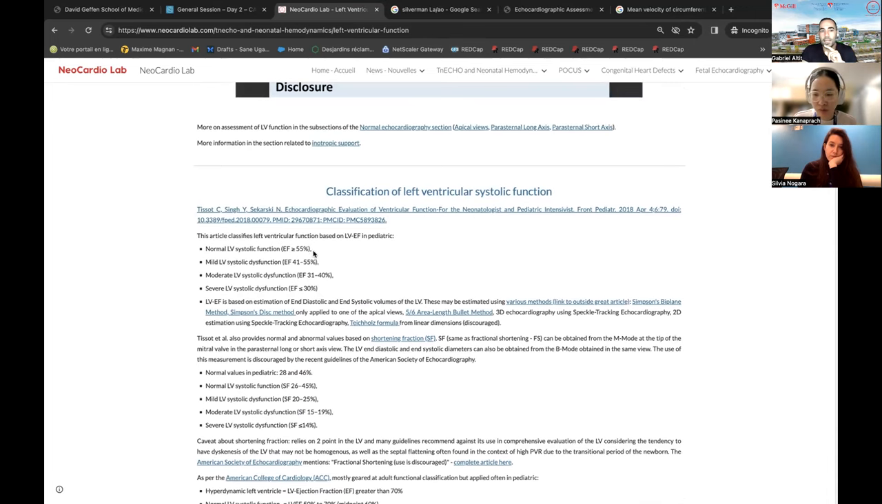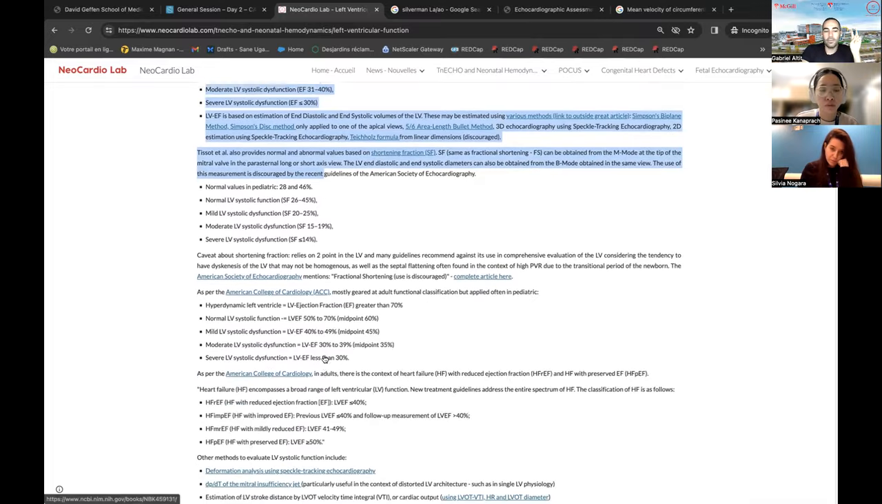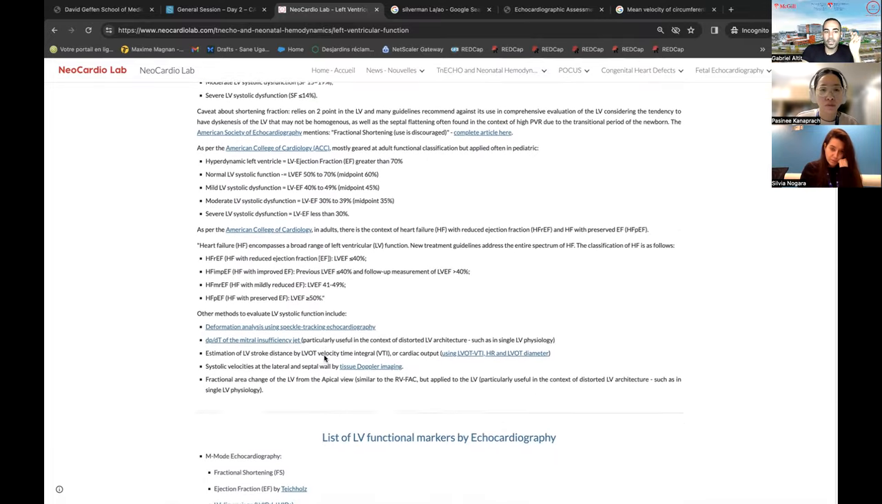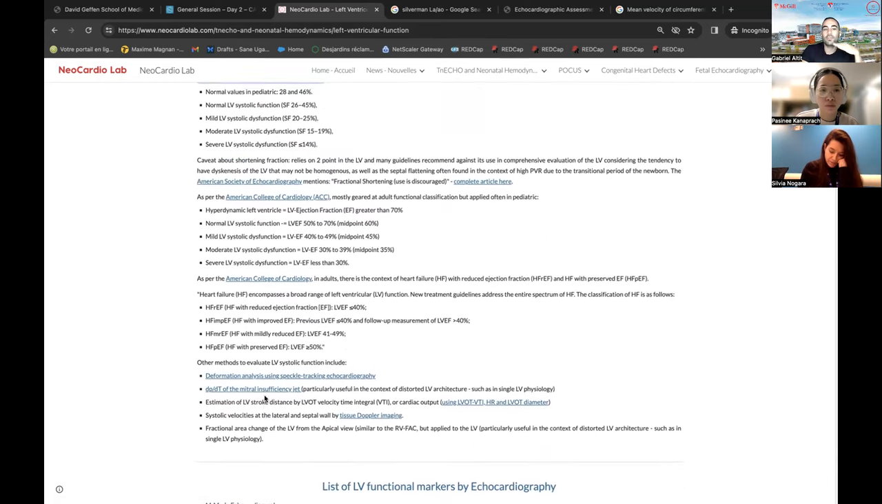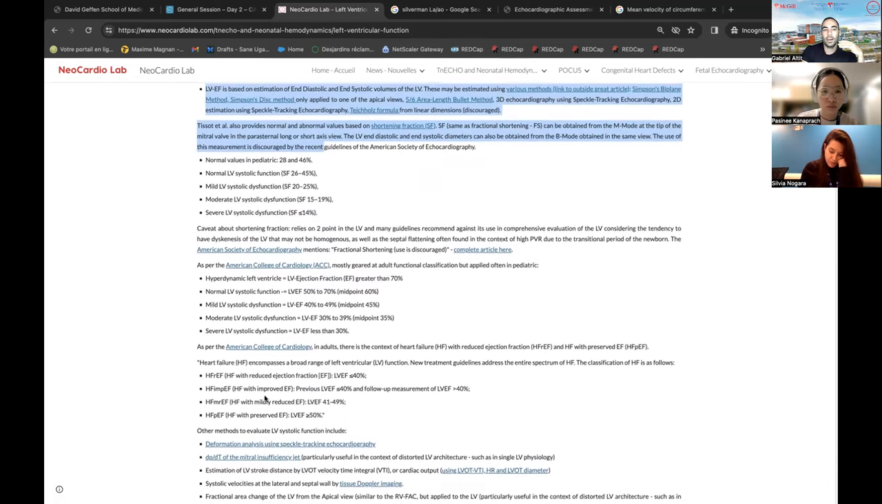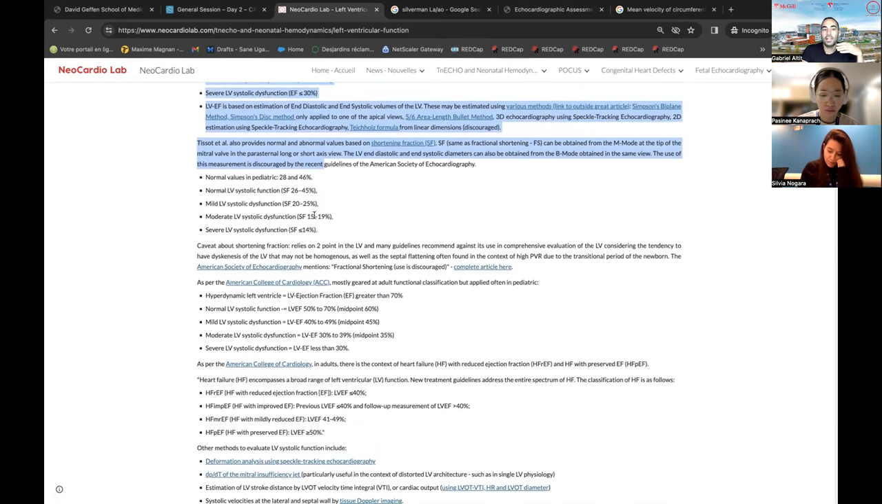Also, before I forget, you can sometimes use these metrics to quantify if it's a hyperdynamic heart. Although in neonates there's not a lot of data about this, in the point of care ultrasound literature people will use, for example, values of shortening fraction above 46 or above 45% to say that this is a hyperdynamic heart, but it's not been validated a lot in the newborn.